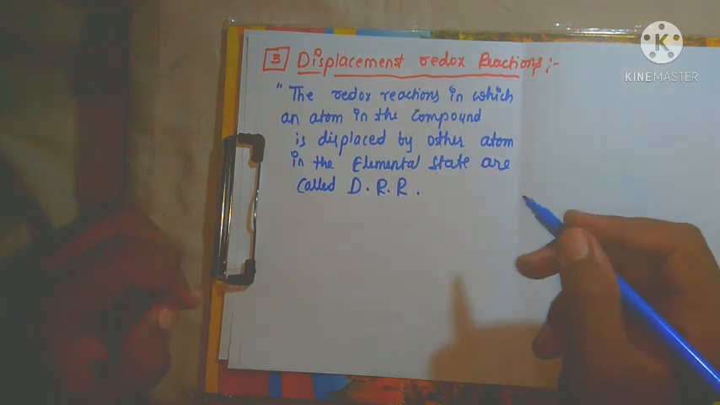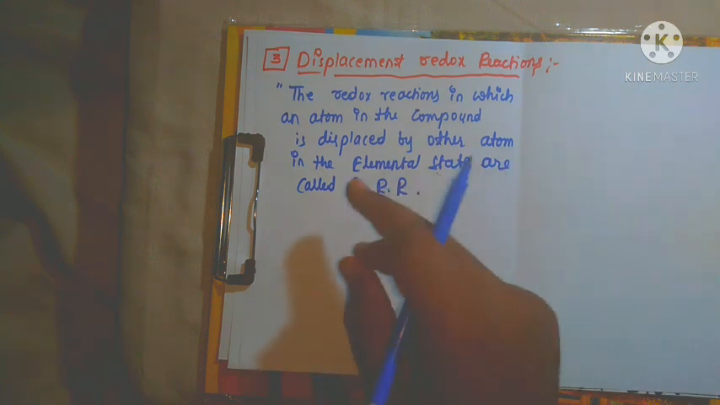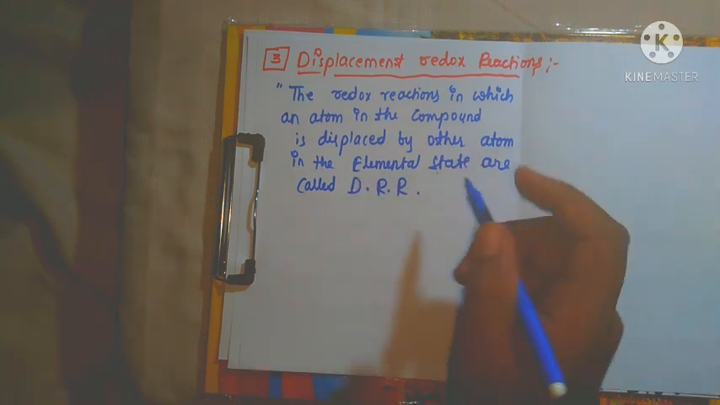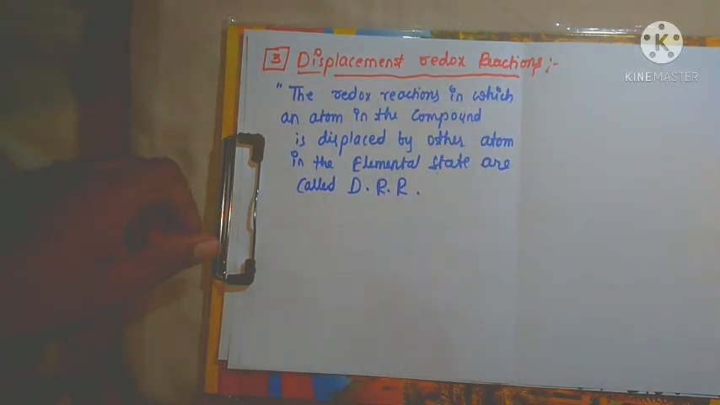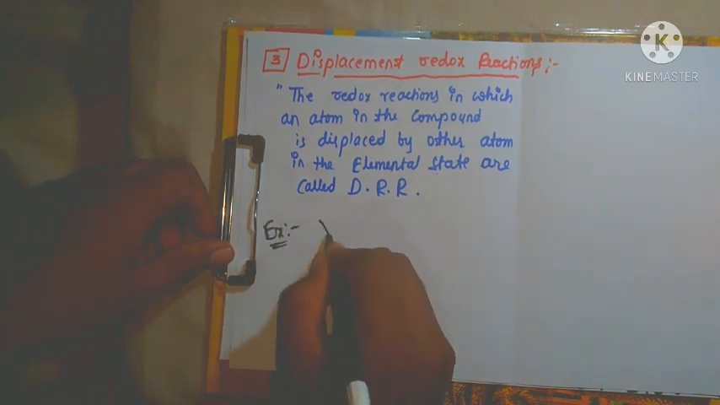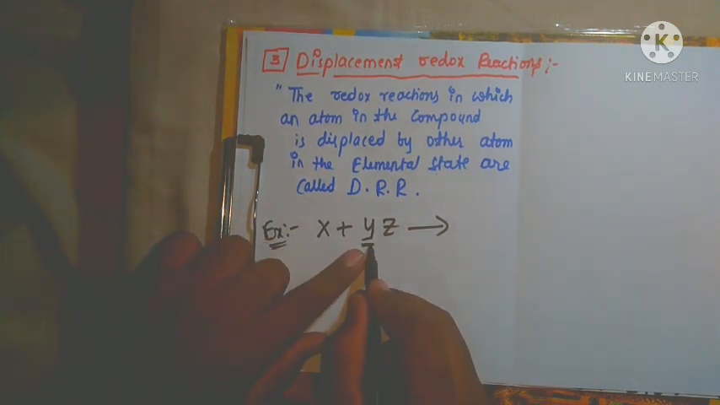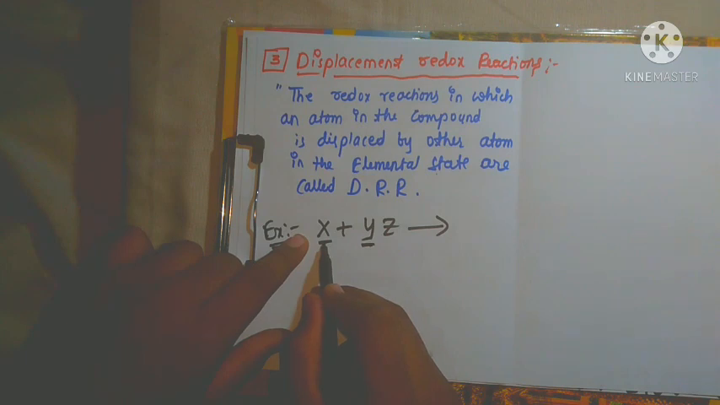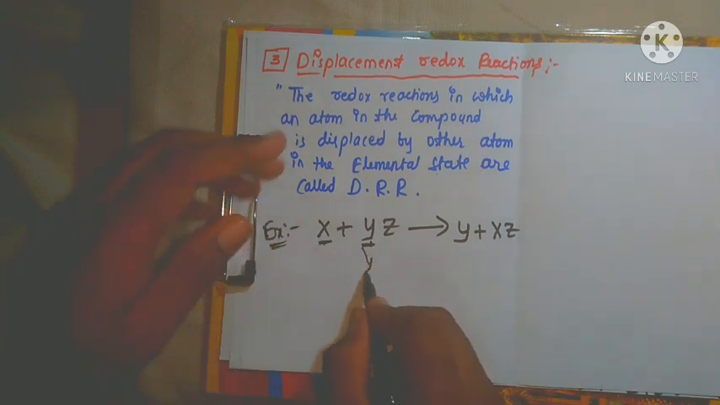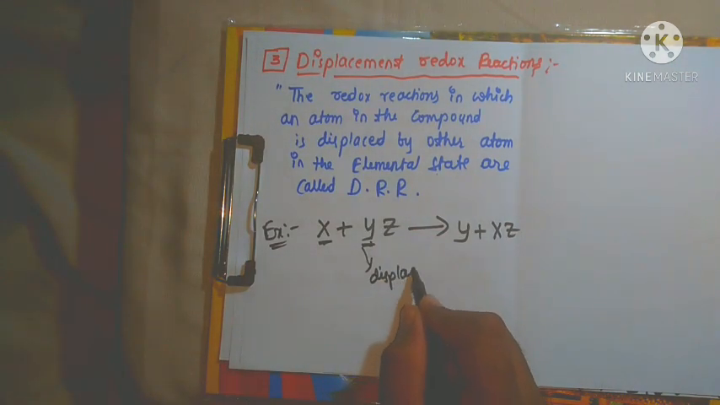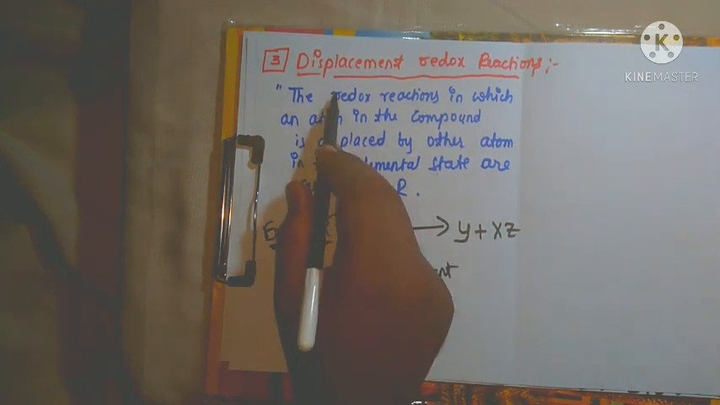What is meant by displacement redox reactions? The atom which is in the compound should be displaced by another atom which is in the elemental state, and if it is a redox reaction, then it is called a displacement redox reaction. Now we will see the general example. X plus YZ gives rise to Y plus XZ. The atom in the compound, Y, is displaced by the atom in the elemental state, X. It undergoes displacement because of X, therefore it is called a displacement reaction.